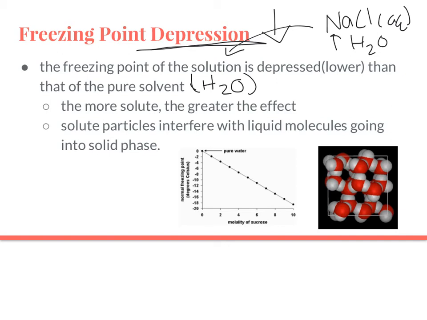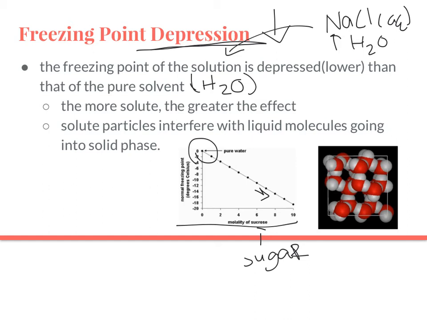So if I were to take a look at my graph down here, I see the freezing point of pure water here at 0 degrees Celsius. Okay, when it talks about molality, that's just a fancy word for concentration of sucrose. This is sugar here. And so you can see as I increase the amount of sugar that I'm adding to my pure water, I will see that the freezing point starts to drop.